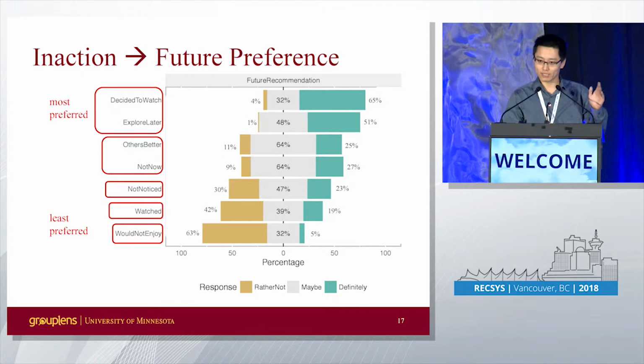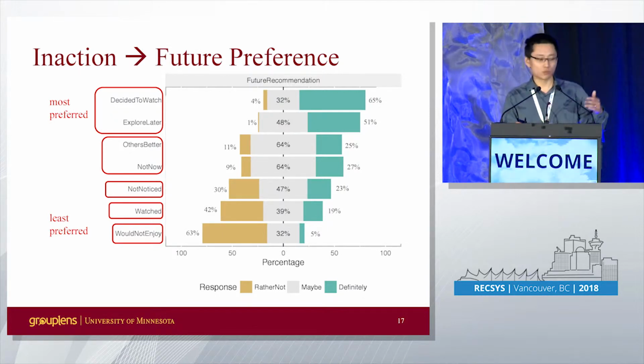They are not different from each other. The third level, not noticed. The fourth level, watched, which is better than the fifth. Then the last level, would not enjoy. What this basically means is that the future recommendation strategy, how we deal with those inaction items, depends on how we interpret user inaction.